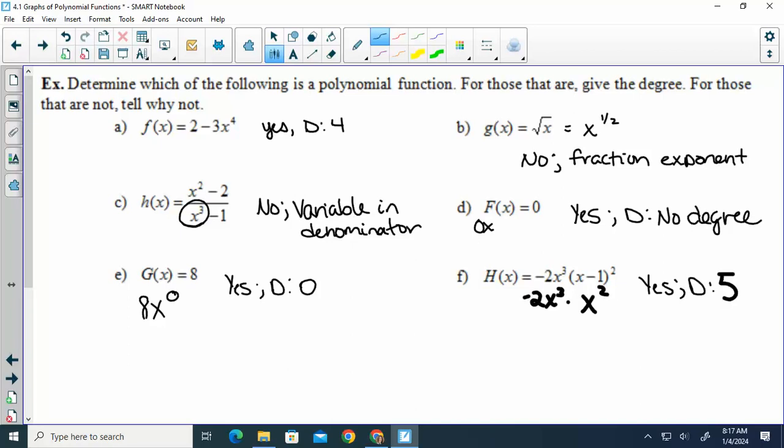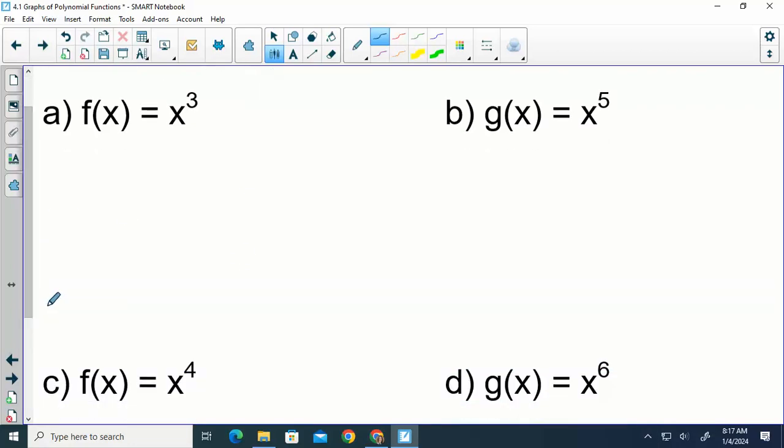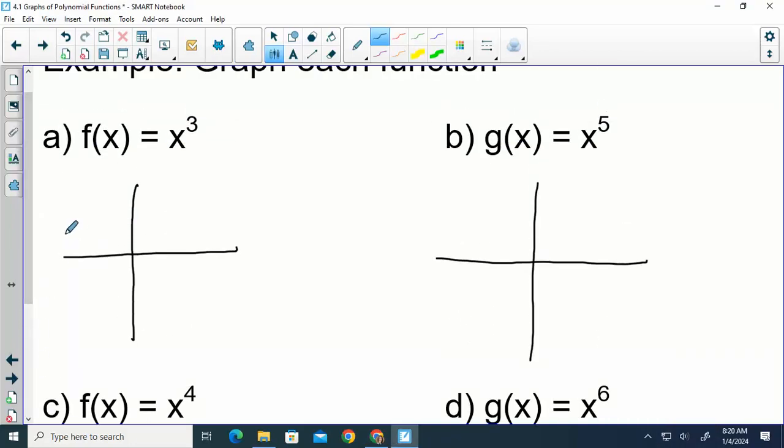So here is what I want you to do. Take a couple minutes, and I want you to draw me a rough sketch of each of these. You can use a calculator if you need to, just a rough sketch. It's just your chair. We've seen that one before. Okay, what's x to the fifth look like?